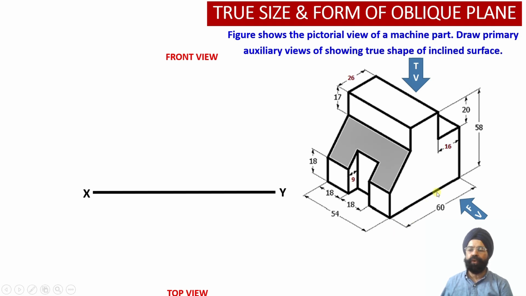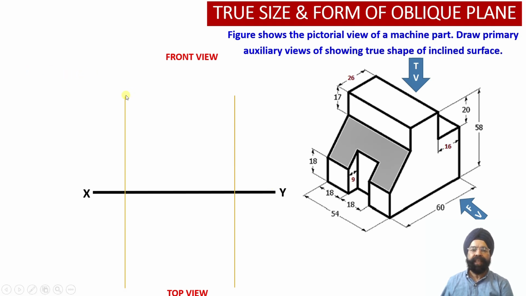When we look at the solid from the front, we observe that the width of the solid is 60 millimeter, while the height of the solid is 58 millimeter. While we look at the solid from the top view, we observe that the width of the solid is equal to 60 millimeter, and the depth of the solid is 54 millimeter. So using this information, first of all we are going to draw the rectangular faces which will contain all the elements of the solid in the front view as well as in the top view.